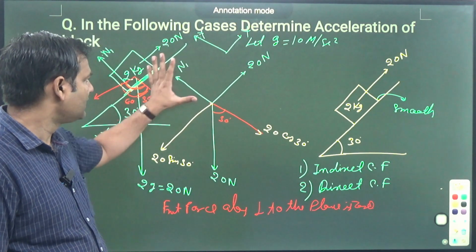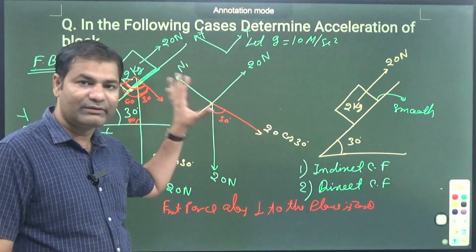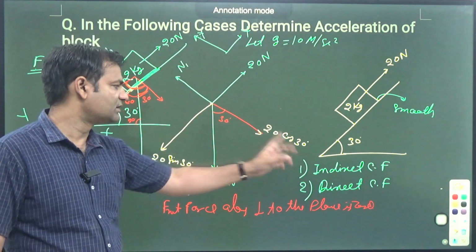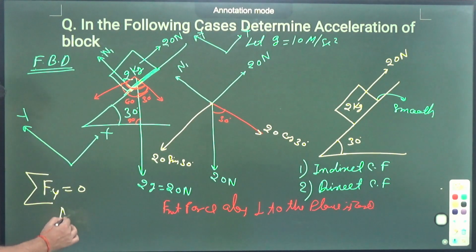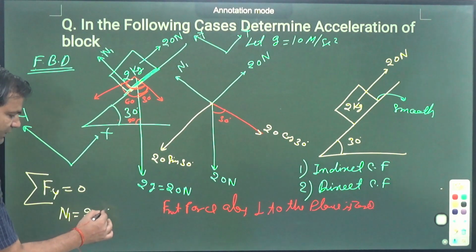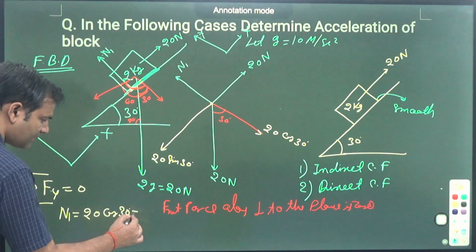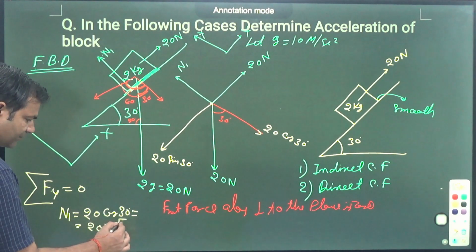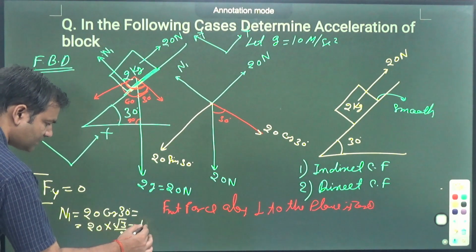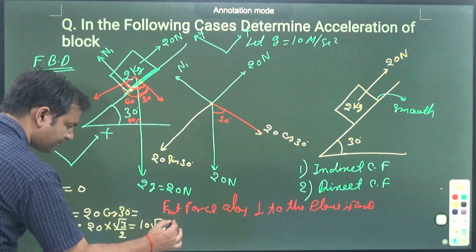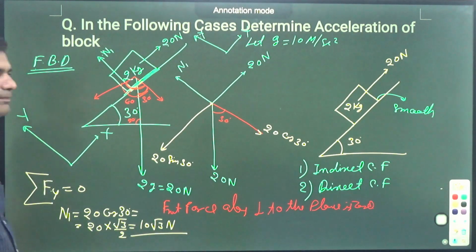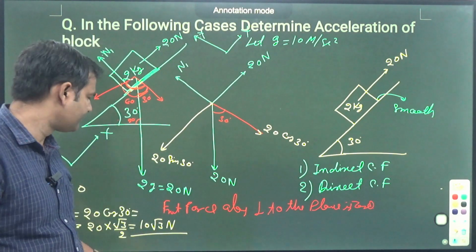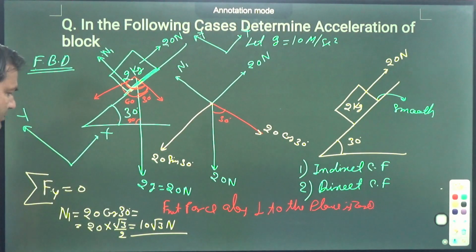So, N1 balances the 20 cos 30 degrees, which is only possible if N1 is equal to 20 cos 30 degrees. So, 20 into cos 30, that is root 3 by 2, gives 10 root 3 Newton. Okay, clear or not? So, the normal force from the plane is 10 root 3 Newton. Clear or not?